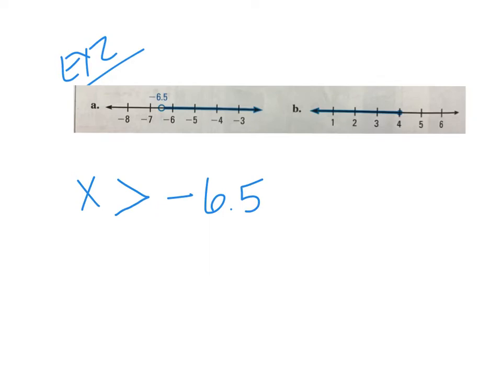Awesome. Okay, what about for B? X is what? Less than or equal to. Very good. Less than or equal to 4. Because the circle is filled in. This is literally the lesson, guys. Good? All right, so now let's talk about your key concept.